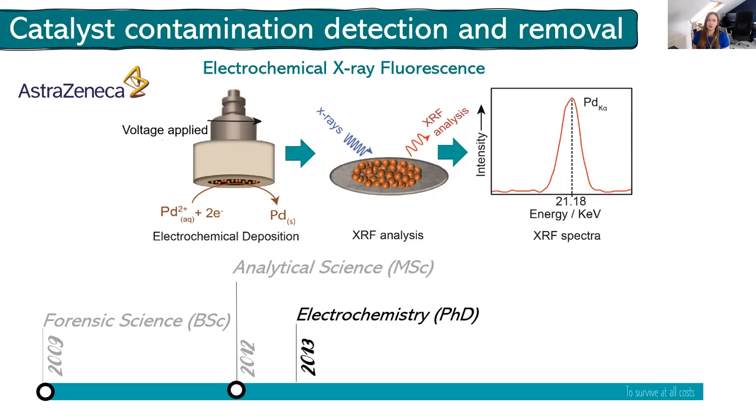And what we could do is apply a voltage to that electrode. And by doing that, we can actually plate that metal, or any metals that we have in that pharmaceutical solution, out onto our electrode surface. So we can use this technique to find catalyst contamination within pharmaceutical products and detect them.